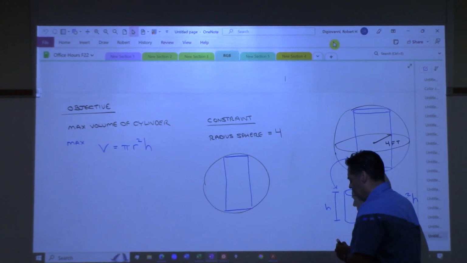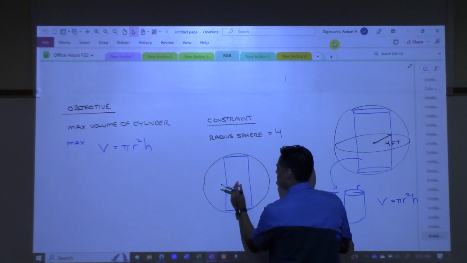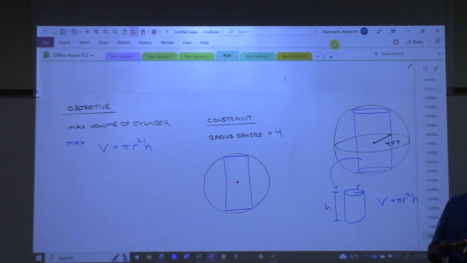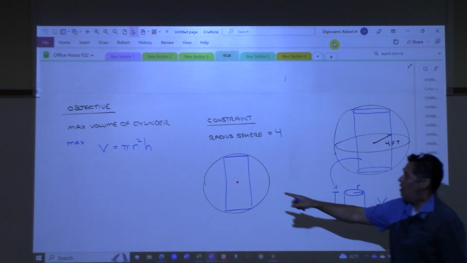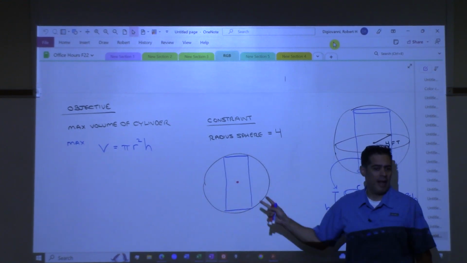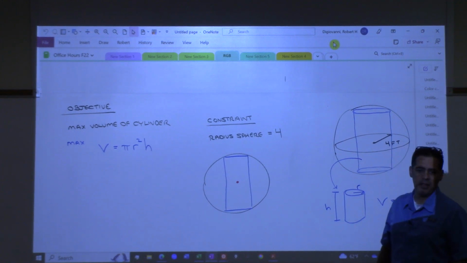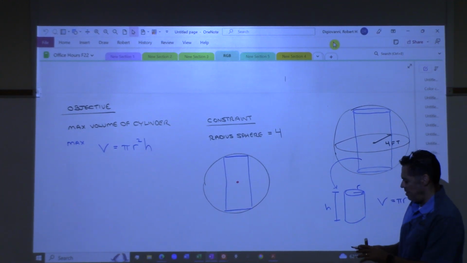Right? And then let's put a point here in the middle that represents the center. I'm trying to come up with a relationship between R and H over here. Somewhere in here I need R and H to be connected. And somehow the 4 is going to come into play. So do you all see this?